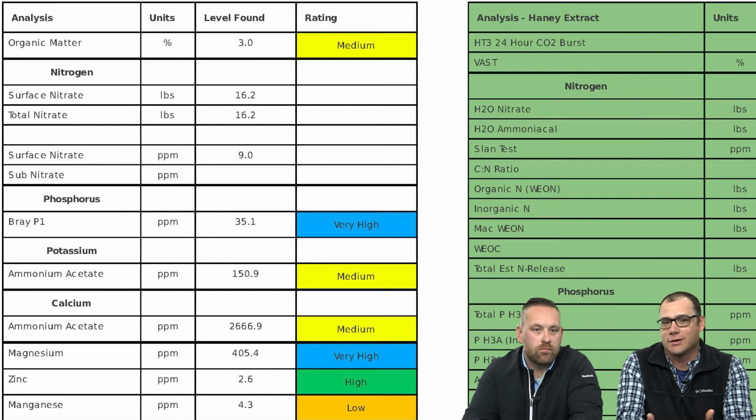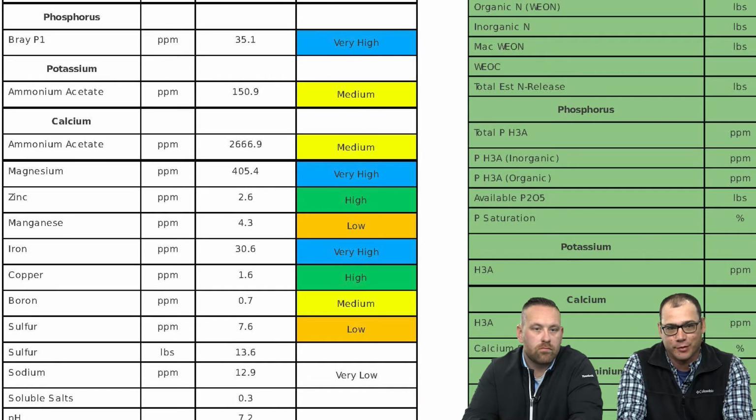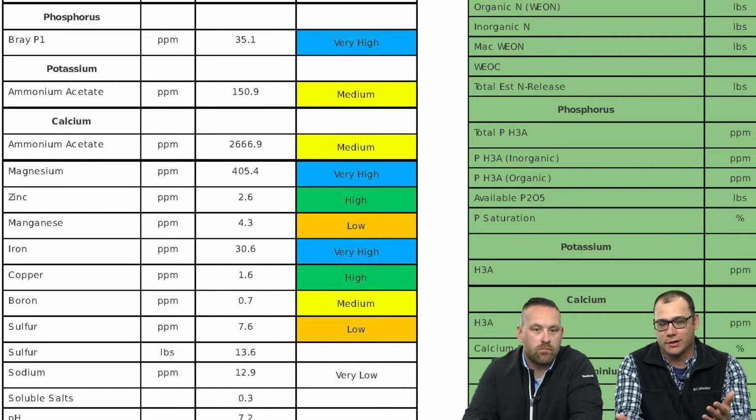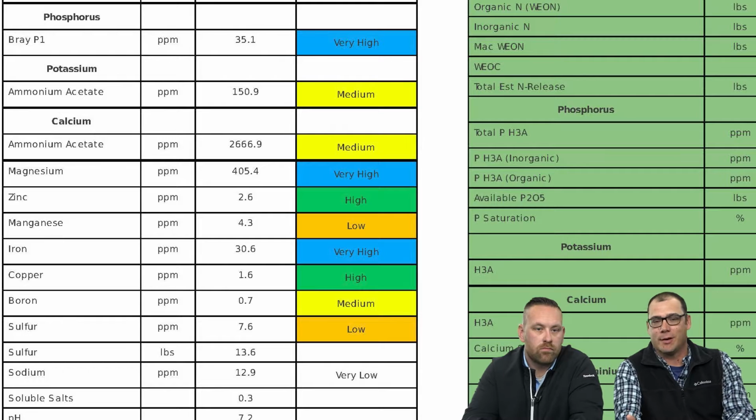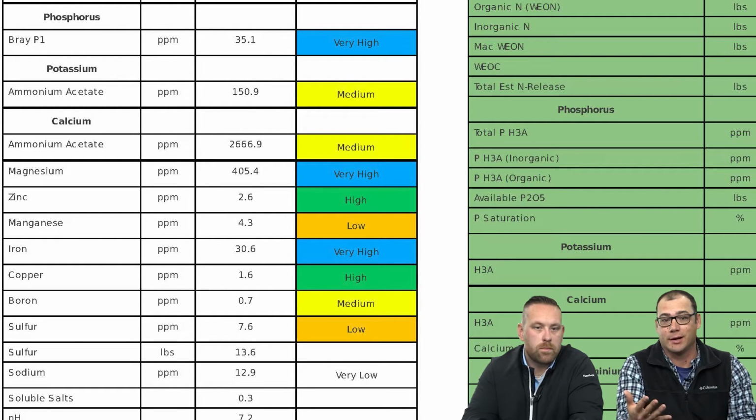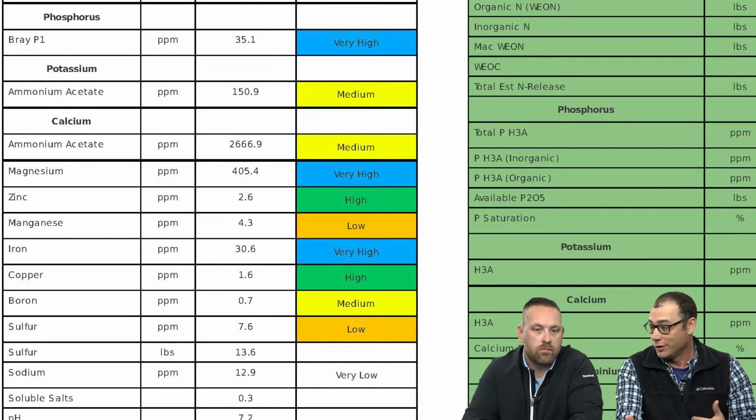I see a surface nitrogen. This test is taken on a 0 to 6 inch sample, so I see some real basic numbers, say there's 16 pounds of N in that 0 to 6 inch sample. We go to phosphorus. This is where you go classically trained and you talk about making a quick recommendation. I see, okay, I've got a Bray P1 of 35.1 parts per million. We're in Illinois, where I'm at.